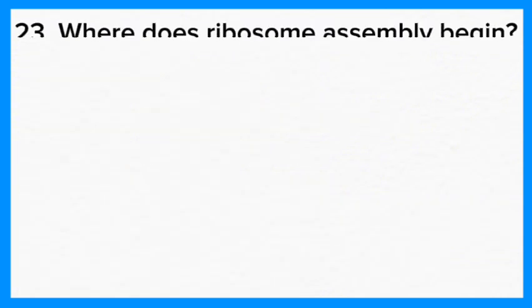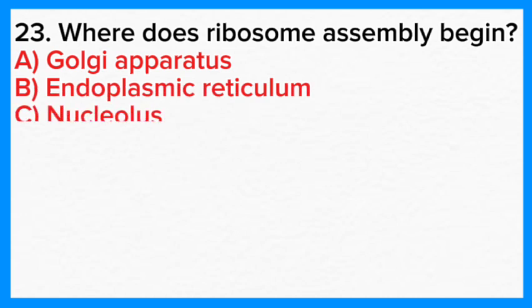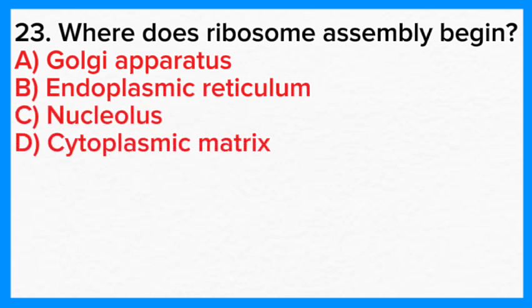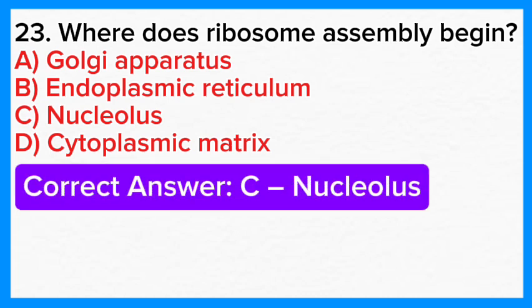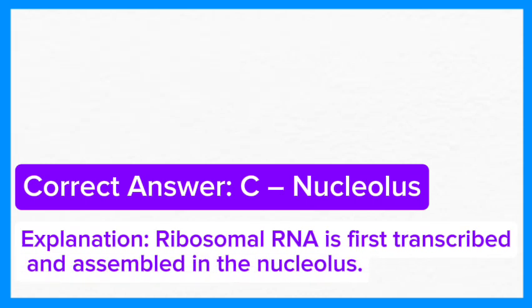23. Where does ribosome assembly begin? A. Golgi apparatus, B. Endoplasmic reticulum, C. Nucleolus, D. Cytoplasmic matrix. Correct answer, C. Nucleolus. Explanation: ribosomal RNA is first transcribed and assembled in the nucleolus.